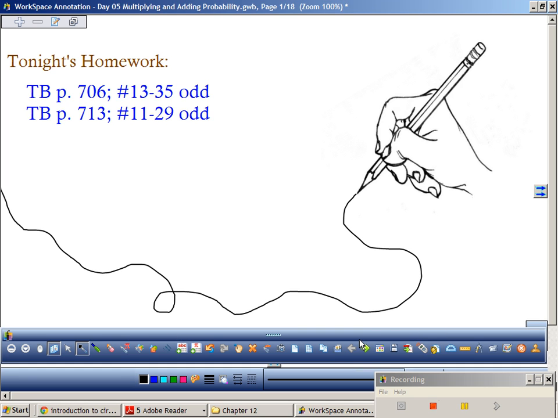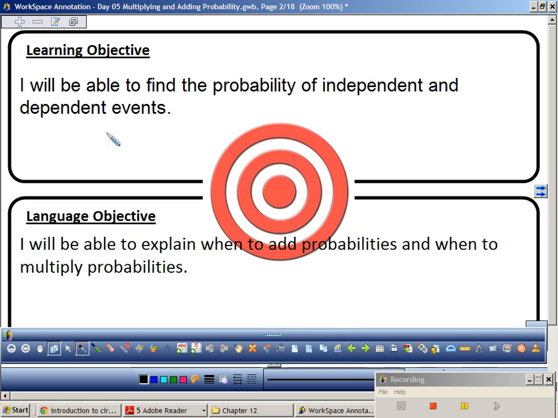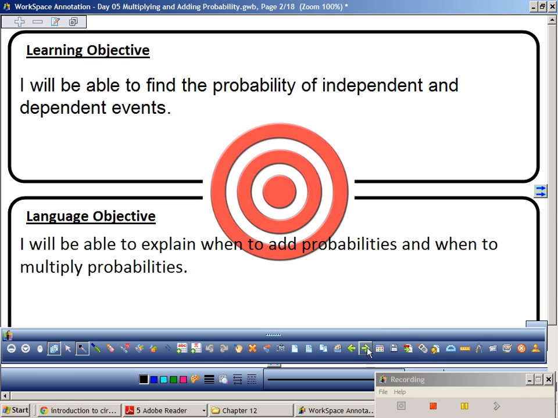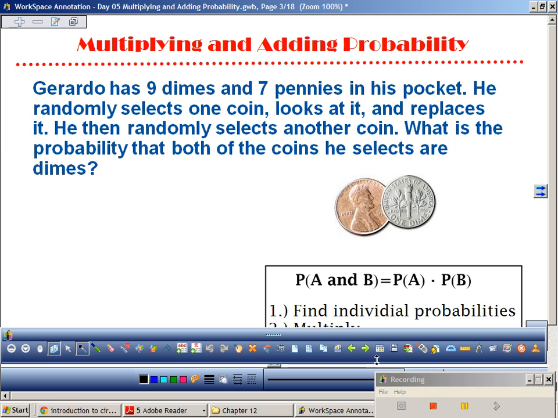I'm excited about this lesson because it's the easiest lesson in the whole chapter in my mind. It's straight probability. And so I'll be able to find the probability of independent and dependent events. I should know when to add probabilities and when to multiply probabilities. Straight probability is just like it sounds. It's straightforward. You don't have to worry about first finding out all the different possibilities, then divide that by the total possibilities. It's much easier than that. So hopefully it's a good one to have on a Friday, and it's a good one to have while I'm out. All right, multiplying and adding probability.